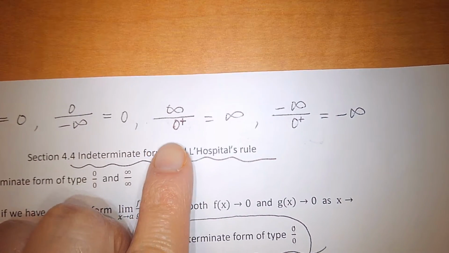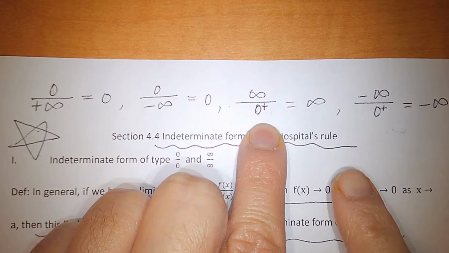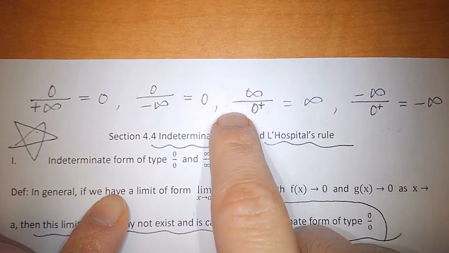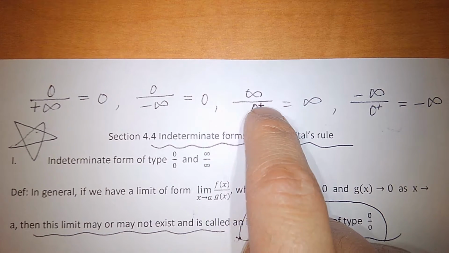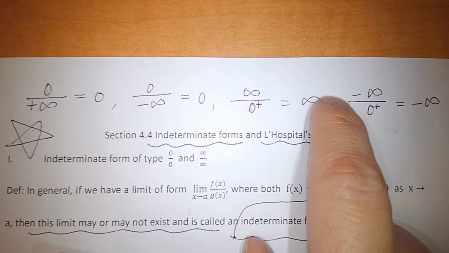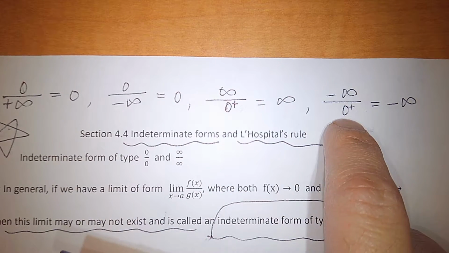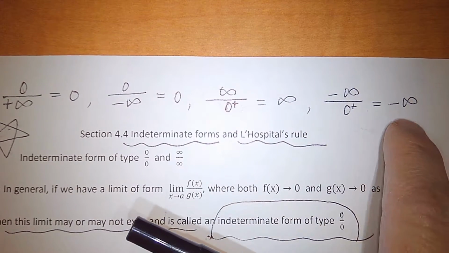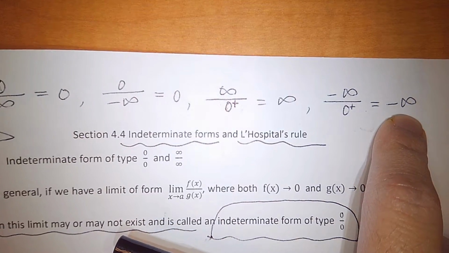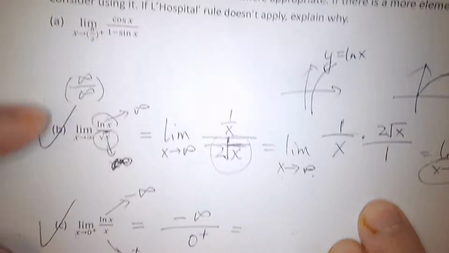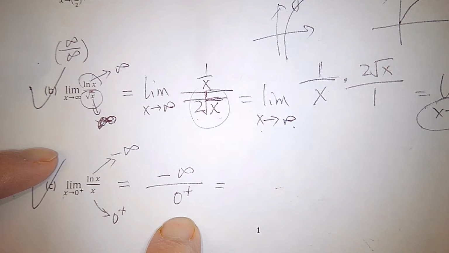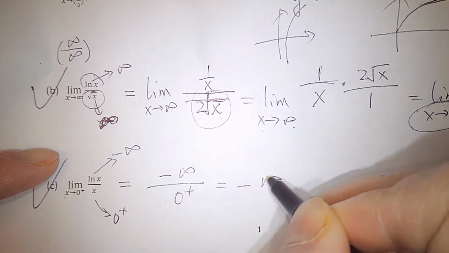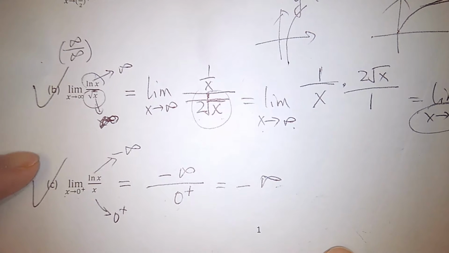See, that's why we have these special cases at the beginning of the class. What is infinity divided by 0 positive? 0 positive is positive. Negative infinity divided by a positive number gives us a negative number, and then it's going to be what? Negative infinity. Okay. So is this an indeterminate type? No. So we're not able to use L'Hospital rule. Answer is negative infinity. Done.